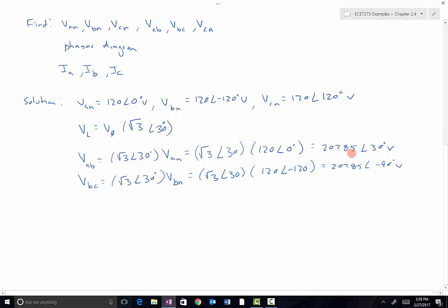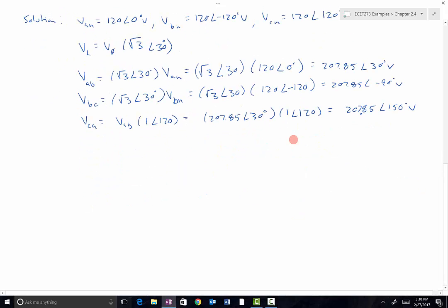Take a minute to pause. Just like the phase voltages are 120 degrees out of phase with one another, the line voltages are also 120 degrees out of phase. 30 and negative 90, that's 120 degrees phase separation. So I could also use that to determine the remaining line voltage. VCA is just going to be equal to VAB times 1 at angle 120, because C leads A by 120. So that's going to give me 207.85 at an angle of 30 times 1 at angle 120, which is 207.85 at an angle of 30 plus 120, that is 150 degrees volts. So now I've got my line voltages and my phase voltages.